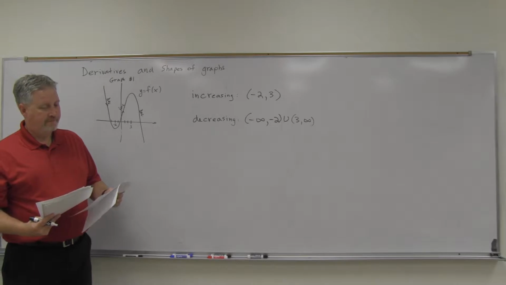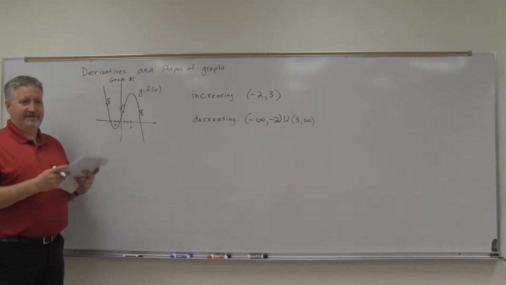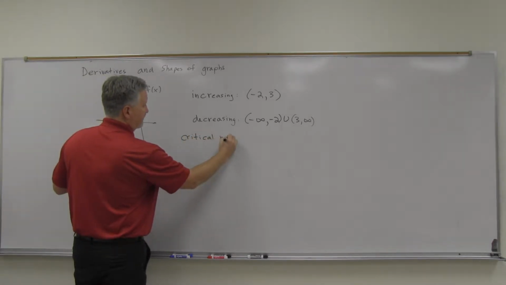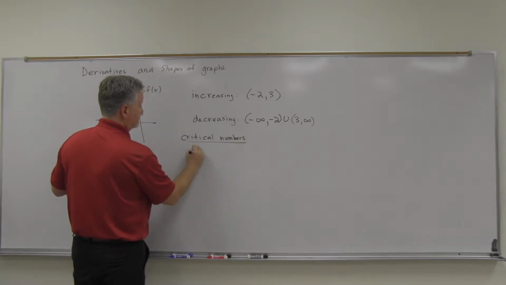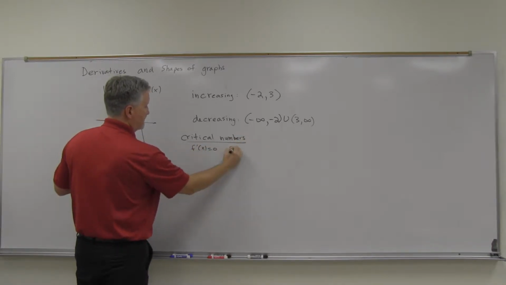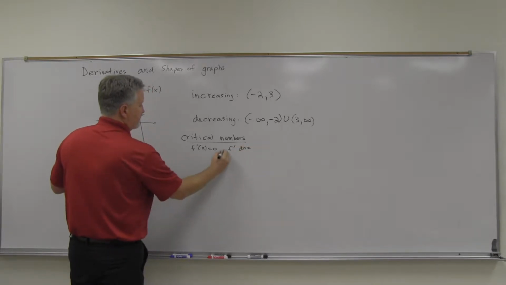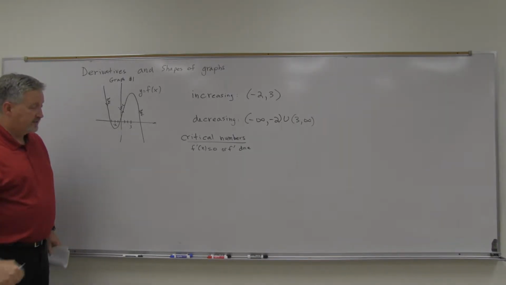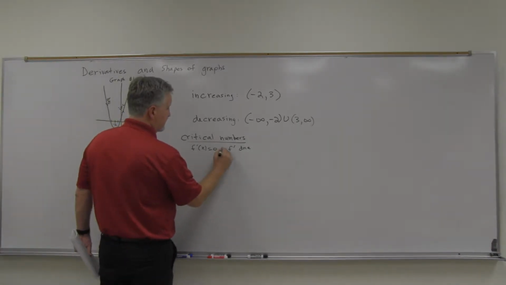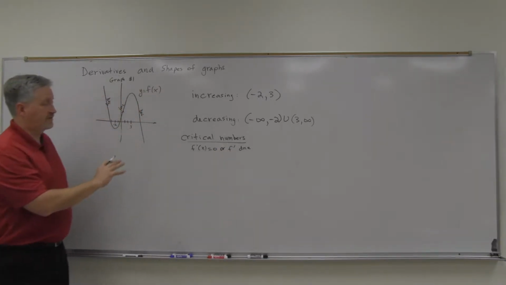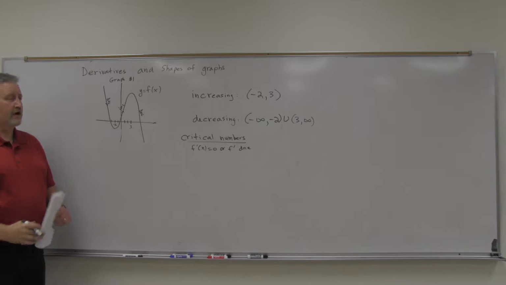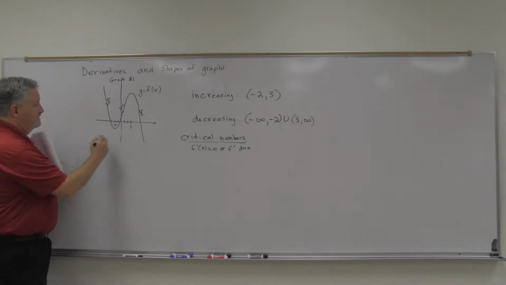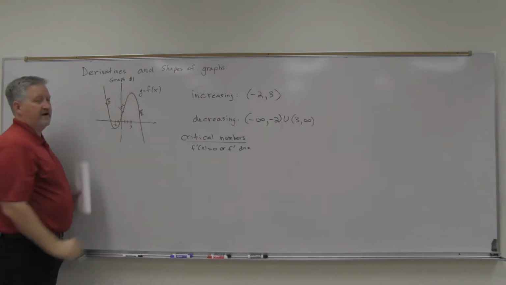First of all, what are the critical numbers here? What would be the critical numbers for this particular graph? Well, remember, the critical numbers are where the derivative equals 0 or the derivative does not exist. Those are the two types of critical numbers that we have. In this particular case, we don't have any where the derivative does not exist because we don't have any corners or breaks. But we do have a couple of places where the derivative is 0, don't we? Right here at -2 and right here at 3.